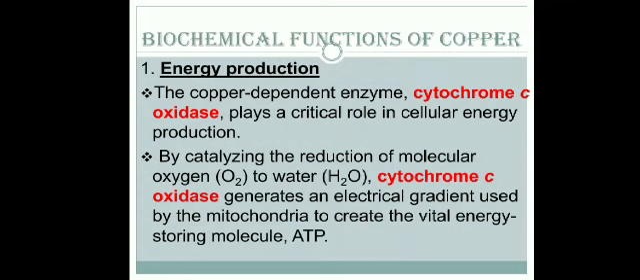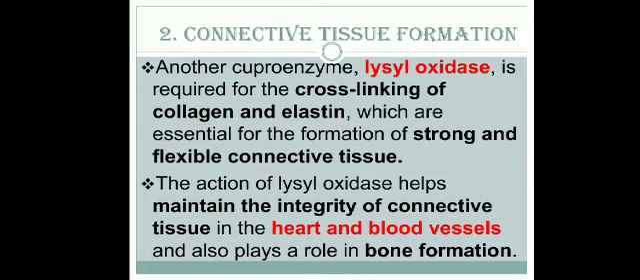Now let us look into the biochemical functions of copper. The first and foremost function is in energy production. Cytochrome C oxidase, which we all know is a part of the fourth complex present in the electron transport chain, plays a critical role in cellular energy production, and this is a copper-dependent enzyme. By catalyzing the reduction of molecular oxygen to water, cytochrome C oxidase generates an electrical gradient used by the mitochondria to create the vital energy-storing molecule. Hence, copper has a very important role in energy production of our body.